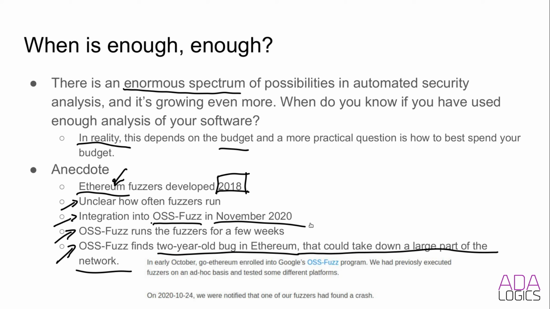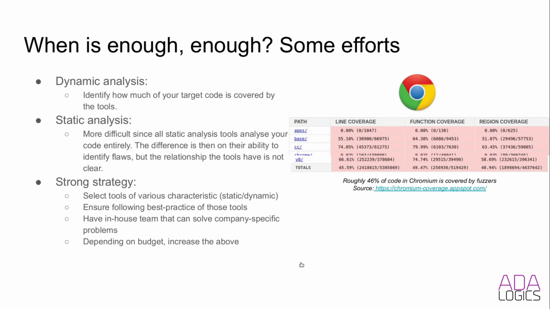But once they were integrated into OSS-Fuzz and would then run for, say, weeks, they suddenly found a very important bug that could have fatal consequences for a period of time for the Go Ethereum project. And that's just an anecdote of how important it actually is to do a lot of analysis, so not just stop after a modest amount of time. There are some quantitative measurements that you can use to answer this question of when is enough.